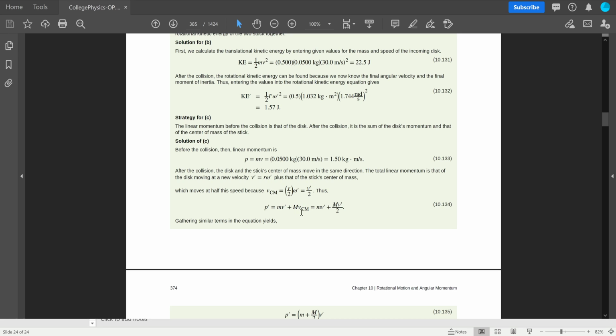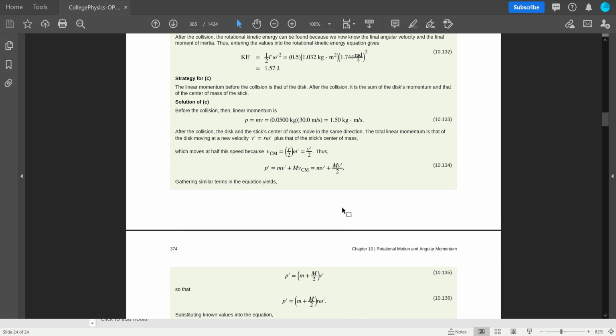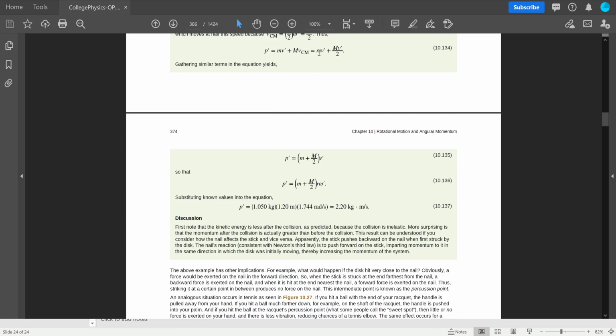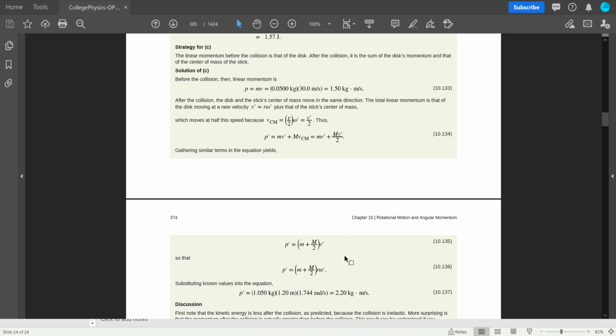So after the collision, we end up with m v prime plus big M v center of mass. So point mass, center of mass. So transitioning from here to here, pulling our v prime out, we end up with this. We know our v prime is really our r omega prime. So we are able to just substitute everything in. So we end up with 1.05 kilograms for our two masses, divided by 2 here, times 1.2 meters from our radius, times our 1.744 from our omega prime. So that just simply gives us 2.20 kilograms meters per second. So that's our before and after momentum.